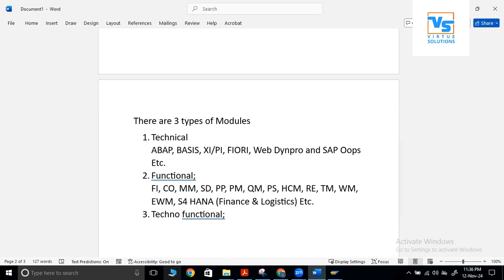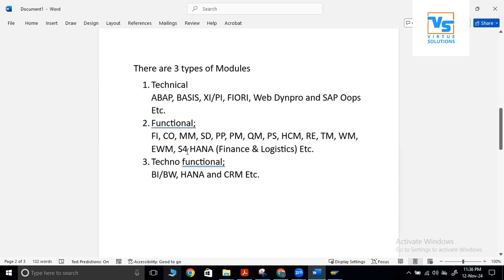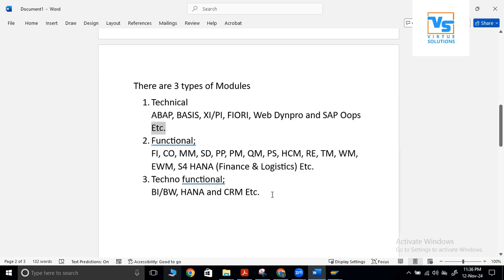Coming to techno-functional. Under techno-functional also there are a couple of modules like BI, BW. BI stands for business intelligence, BW for business warehousing. And then HANA. HANA is for database, and CRM, etc. If you observe, everywhere I have written etc. This means these are not the only modules, there are many other modules in every area. SAP has almost more than 60 modules, and here I have mentioned hardly maybe 20, 25. So obviously there are many more modules as well. That's why I have written etc.